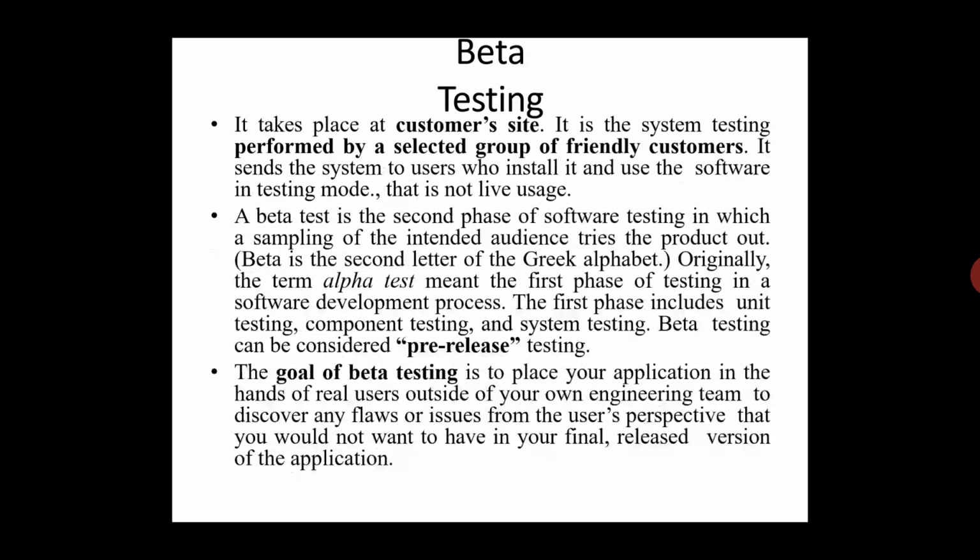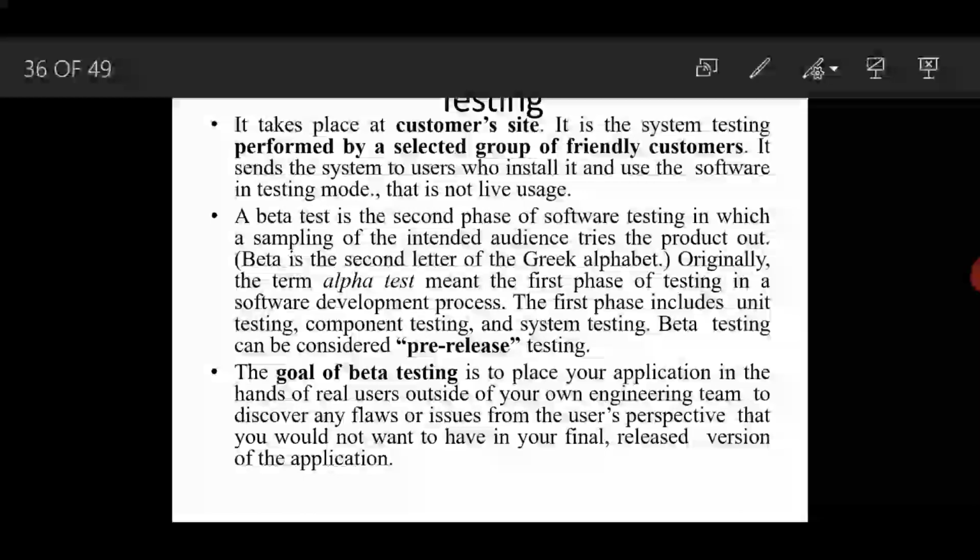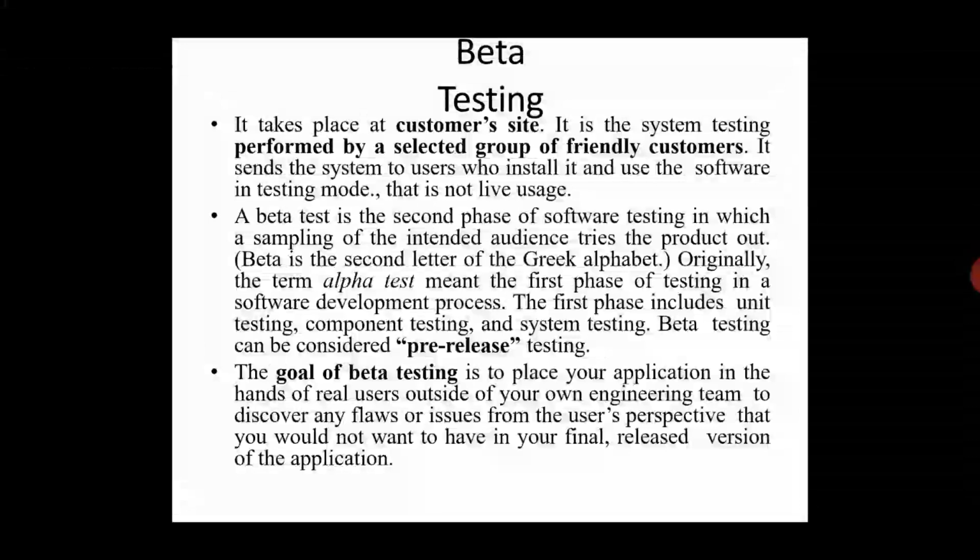Another one is beta testing. It takes place at the customer side. Alpha testing takes place at the developer side, but this takes place at the customer side. It is system testing performed by a selected group of friendly customers. Those selected from the company are responsible for beta testing. You know beta versions testing. It sends the system to users who install it and use the software in testing mode, not as live users.